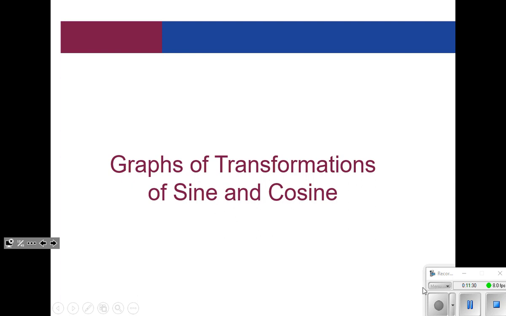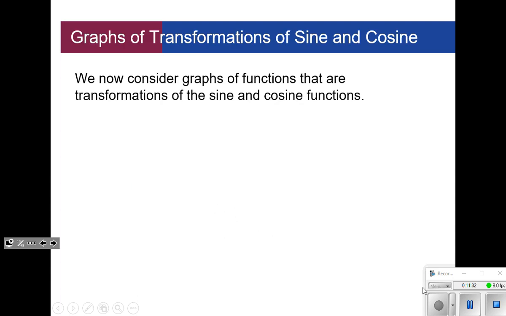Okay, now, graphs of transformations. I want to first remind us, while I have a blank page here, of different transformations. Let's talk about your basic parabola. If I had y equals 2(x minus 1) squared plus 1, let's just talk about all the different transformations going on here. This is a vertical stretch.